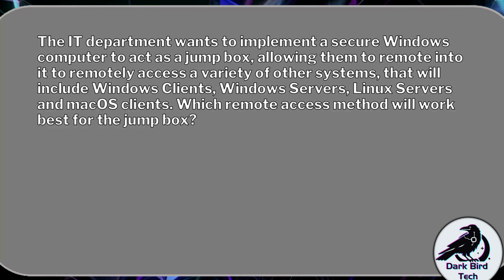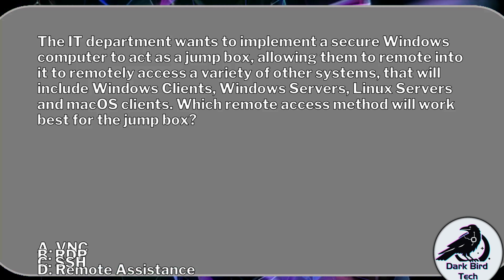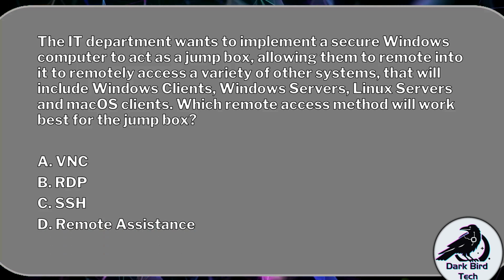Next up, the IT department wants to implement a secure Windows computer to act as a jump box, allowing them to remote into it to remotely access a variety of other systems. That will include Windows clients, Windows servers, Linux servers, and macOS clients. Which remote access method will work best for the jump box? Okay, so their main focus is how shall we access the jump box? Doesn't seem that they're too worried about the Windows clients and servers and Linux servers and macOS clients.